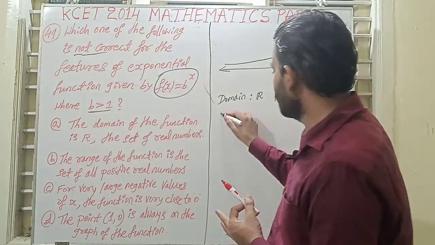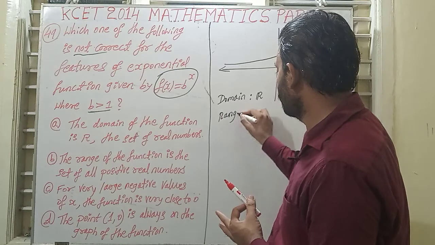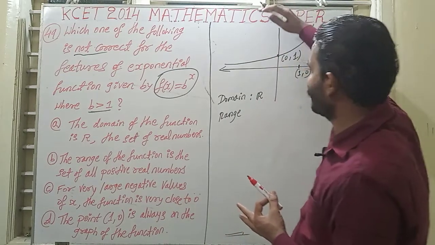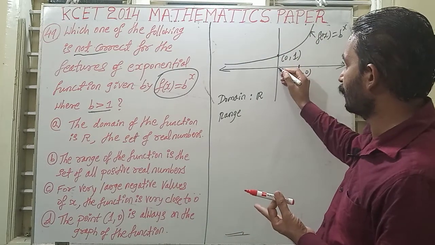Okay. So what is the range? Carefully observe. Range is above the x-axis, means positive values, not equal to 0.